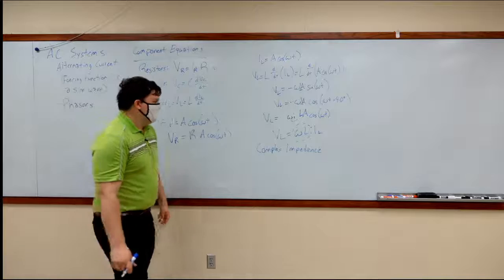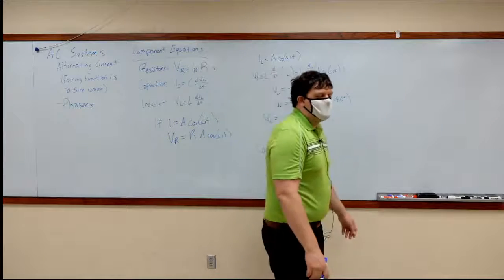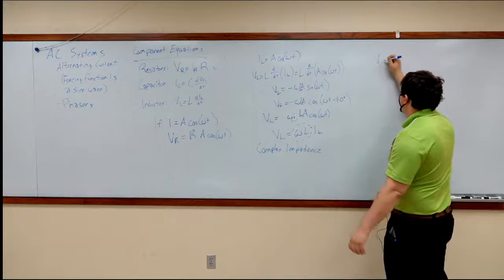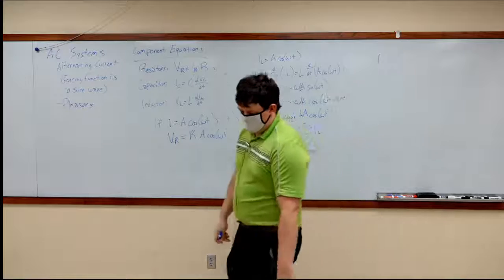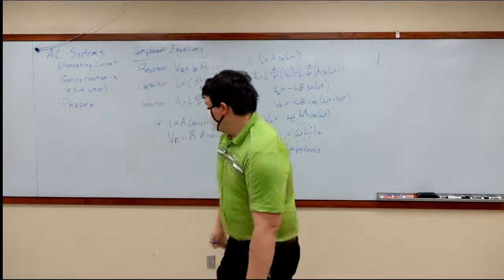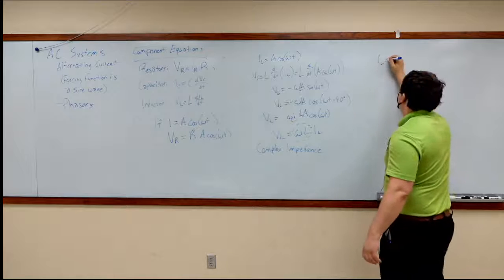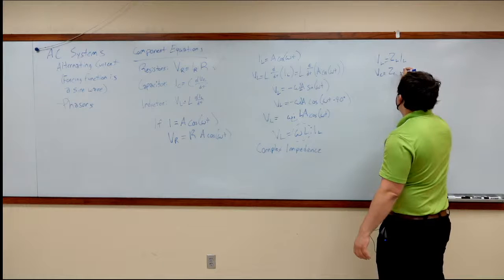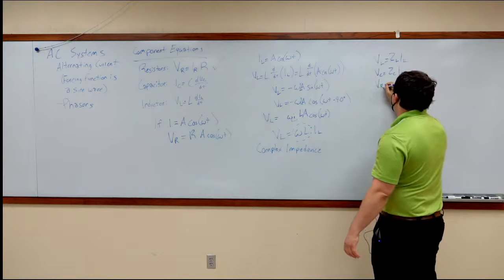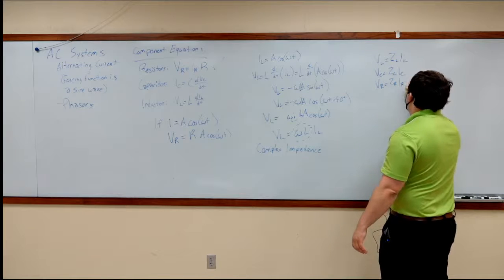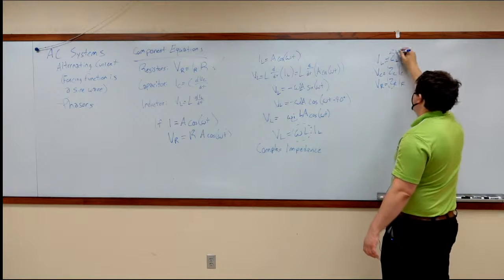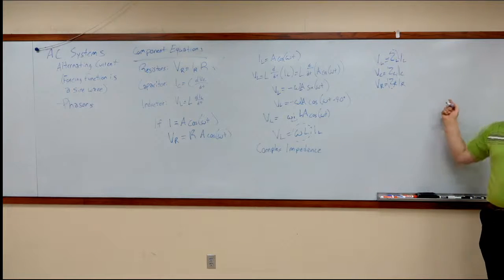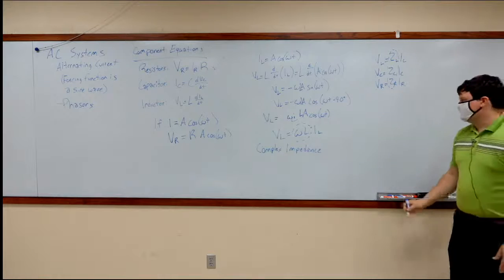And for that reason, we can write every one of our component equations as V component, we can write it like VL equals ZL IL, VC equals ZC IC, and VR is equal to ZR IR, where all these Z's are complex impedances that allow us to combine these. If we write them in this form, this is our new set of component equations.